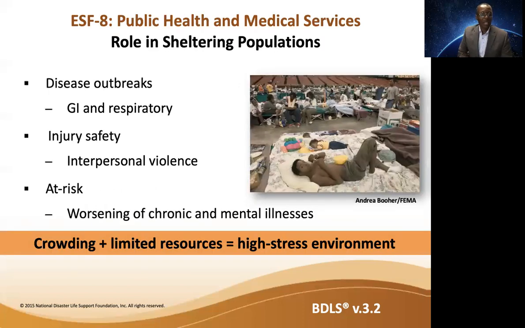Sheltering is an essential element of disaster response and recovery, a role largely assumed by public health agencies. Shelters are not without their own pitfalls. However, the combination of crowding, limited resources, and a high-stress environment leads to many problems in shelters, most notably outbreaks of disease, especially GI and respiratory illnesses, interpersonal violence, and worsening of chronic and mental illness.